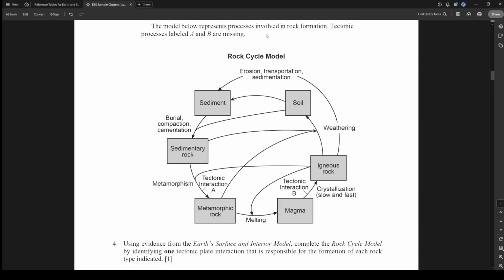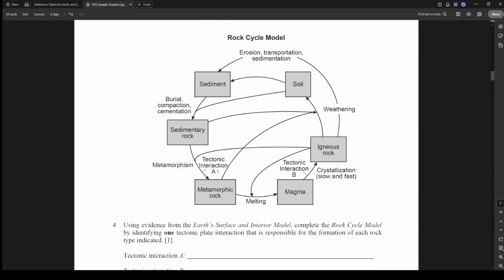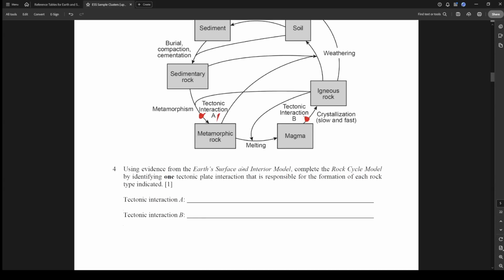The model below represents processes involving rock formation. We've got tectonic processes labeled A and B that are missing, so let's look for them. This is the rock cycle. Here's tectonic process A and then tectonic interaction B. Using evidence from the Earth's surface and interior model, complete the rock cycle model by identifying one plate interaction responsible for the formation of each rock type indicated. For A, I have to make a metamorphic rock, because the arrow's pointing to metamorphic. And for B, I have to make an igneous rock. So I need to know which plate boundaries are responsible for making those two types of rock.